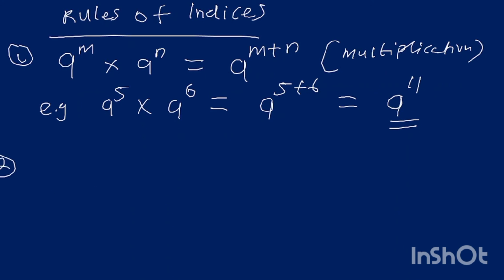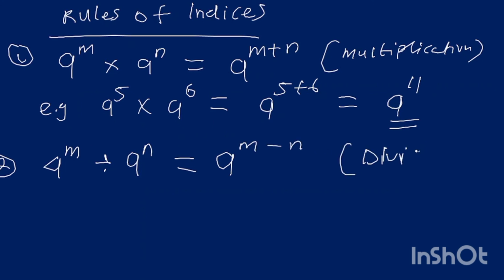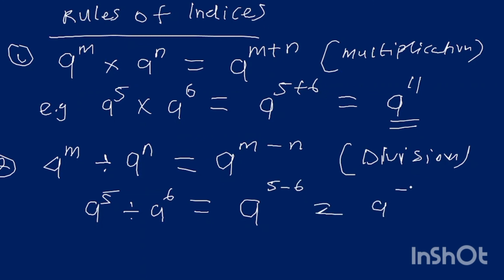Rule number 2 is for division. a raised to power m divided by a raised to power n is equal to a raised to power m minus n. So when it's division, we subtract the power. That's as simple as saying a raised to power 5 divided by a raised to power 6: we have the same base, we retain the base and we say 5 minus 6, which is equal to a raised to power minus 1.